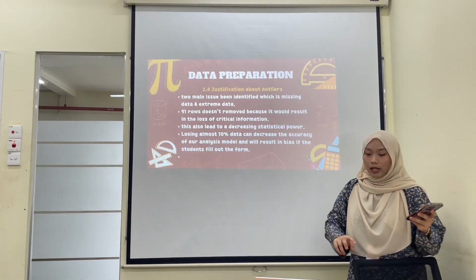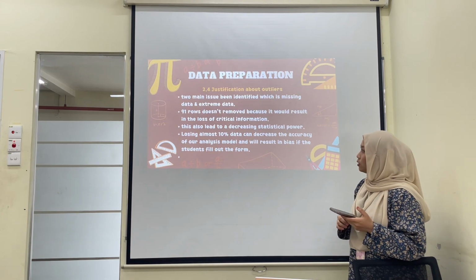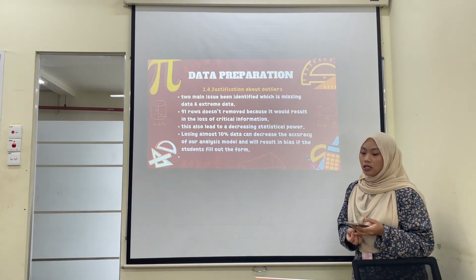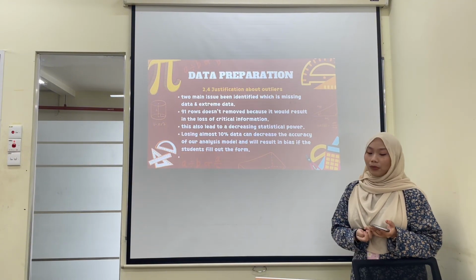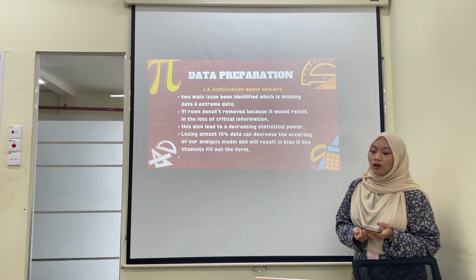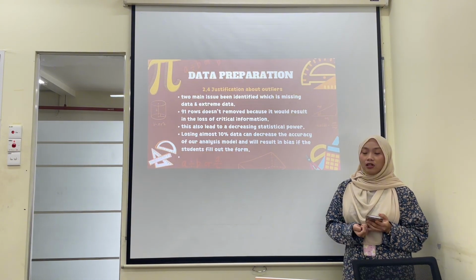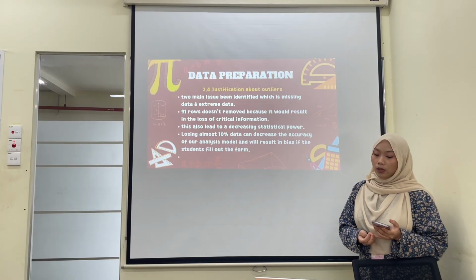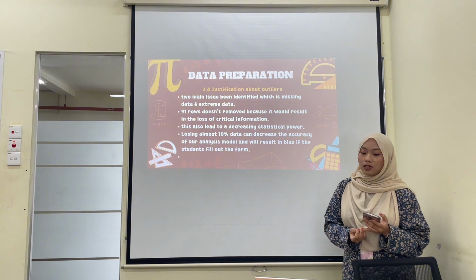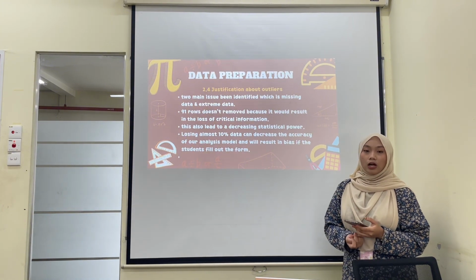The last one for the data preparation is the justification about the outliers. During the conduction of this study, two main issues were identified, which are missing data and extreme data. The 91 rows were not removed because it would result in the loss of critical information, which can also lead to a decrease in statistical power, and losing almost 10% of the data can decrease the accuracy of our analysis and introduce bias if the students filled out the form.